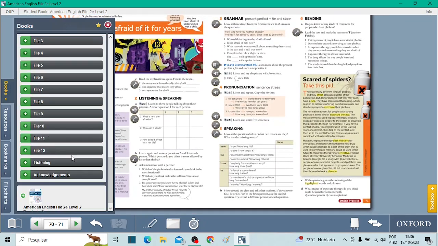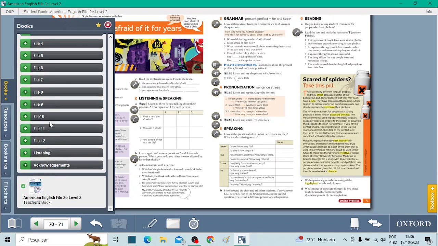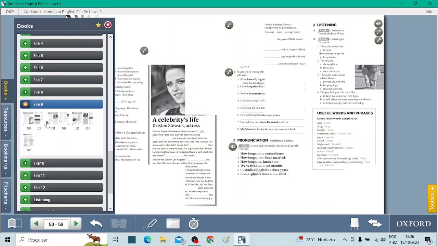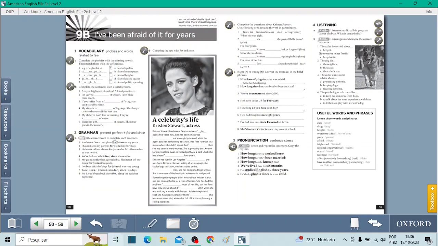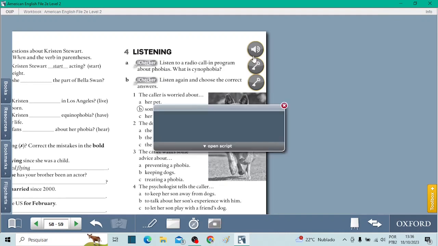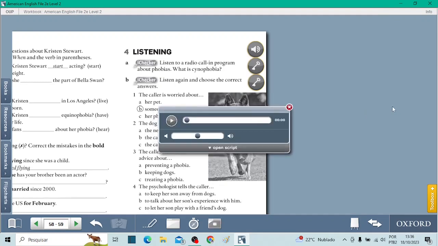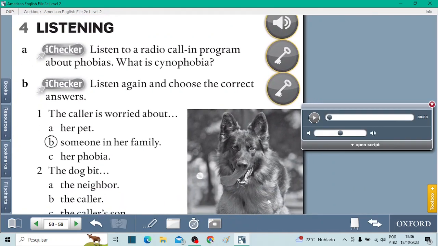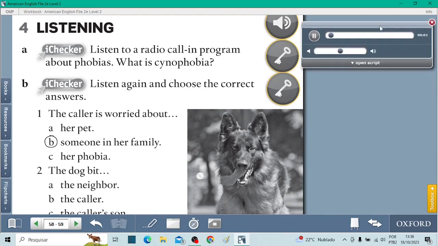Great, great. So now we are going to the workbook and do some activities here, okay? These are pages 58 and 59. I'm going to play this listening activity so you can do this exercise alongside, of course, with the other activities, okay? Let's go. File 9B, Listening.